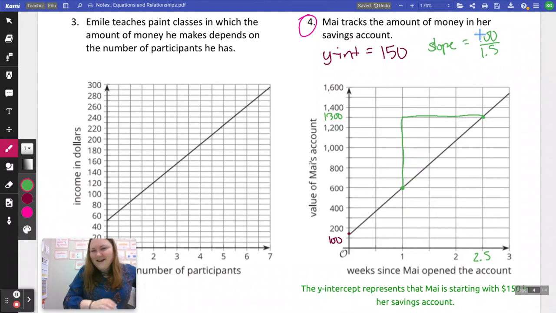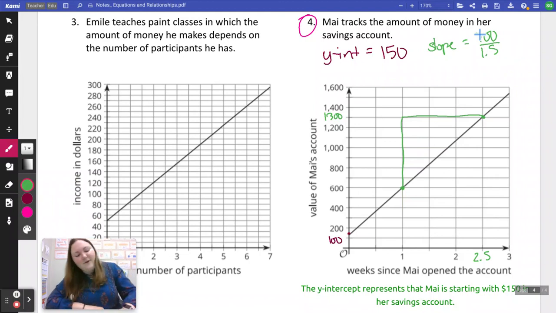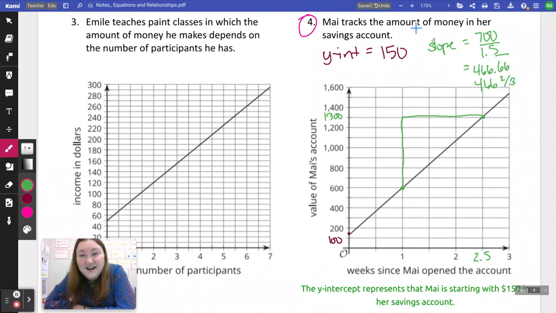If I divide that out, I'm grabbing a calculator because I'm not sure if we're going to get an exact number. 700 divided by 1.5. I'm getting 466.66666 repeating. So 466.66 repeating, or you could say 466 and 2/3. I think because we're talking about money, which one is going to make more sense? This one, the one with the decimals, since we use decimals for money.